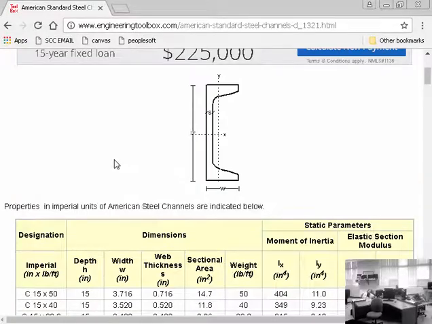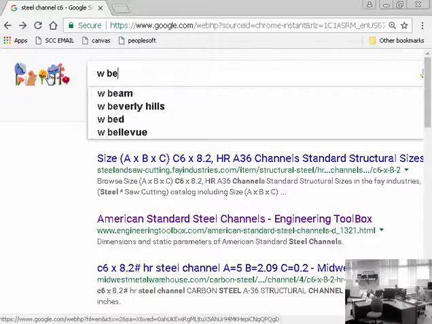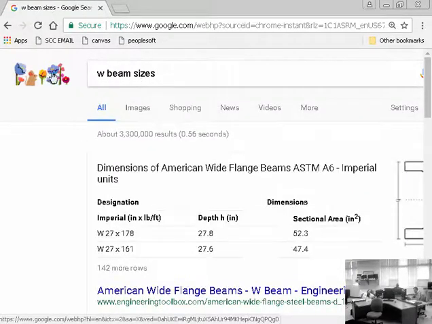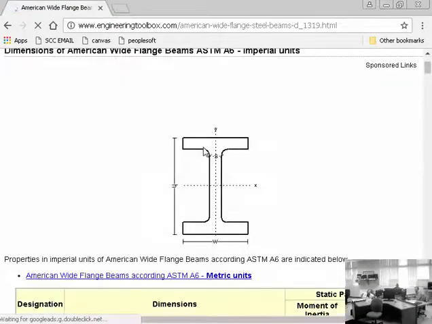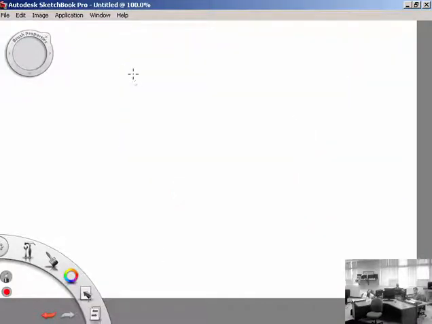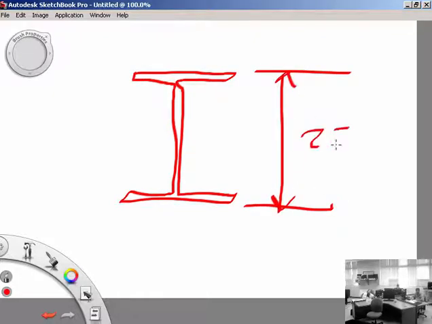But that's just C channels. So let's back up. What about W-beams? W-beam dimensions, or maybe sizes. There's all kinds of stuff out there, and the engineering toolbox is usually one that gives us a lot of good information. But look at this. We've got W-beams that are 27 inches tall. Literally, this thing is over 2 feet in size, this cross section, in just the height. Man, that's a big piece of steel, right? But that's holding up a lot of buildings.